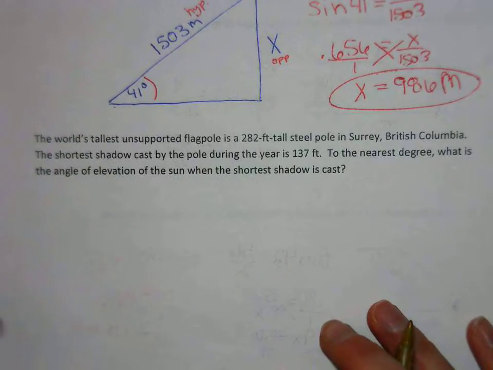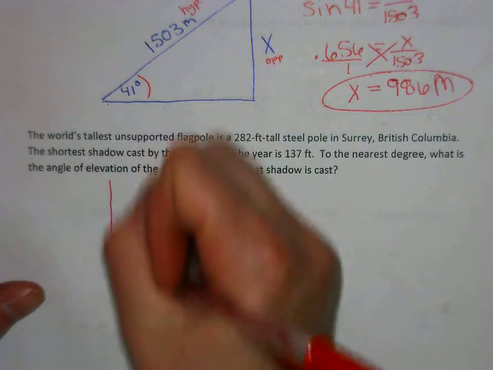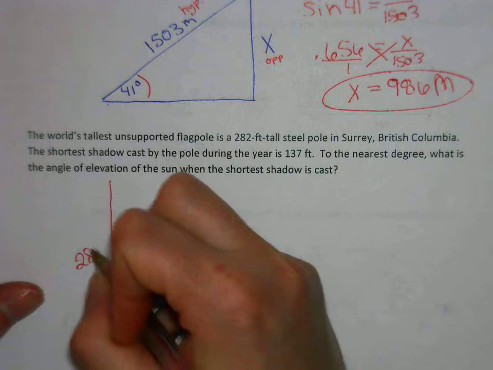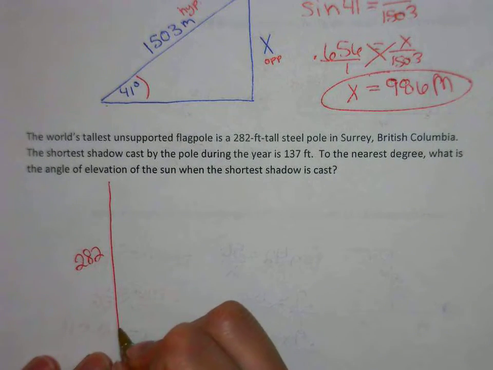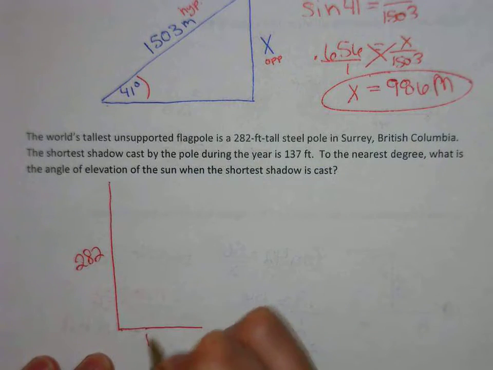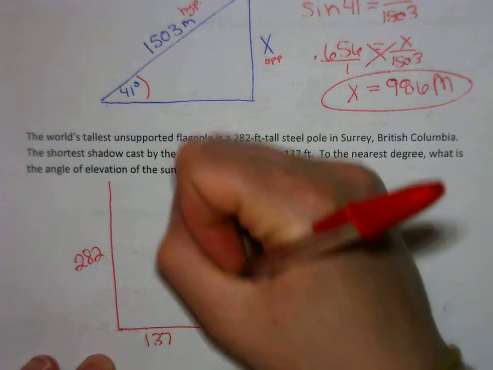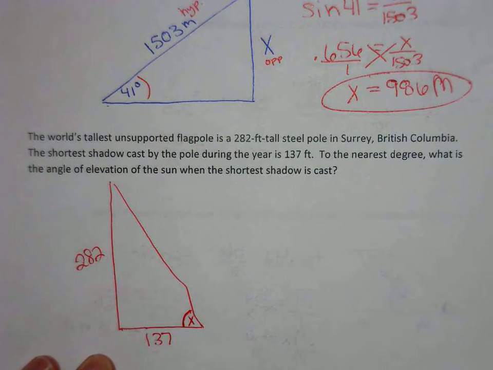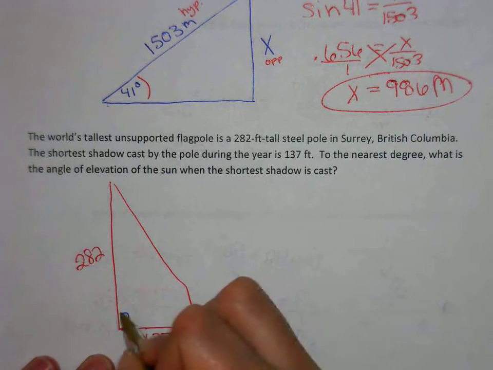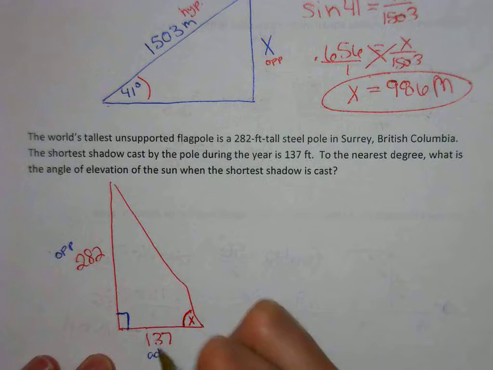Alright, last problem. The world's tallest unsupported flagpole, so we have a flagpole, is 282 feet tall. It casts a shadow on the ground which is 137 feet. To the nearest degree, what is the angle of elevation? The angle of elevation is this angle, and we don't know what it is. If we're looking at our triangle, this is our opposite side, this is our adjacent.